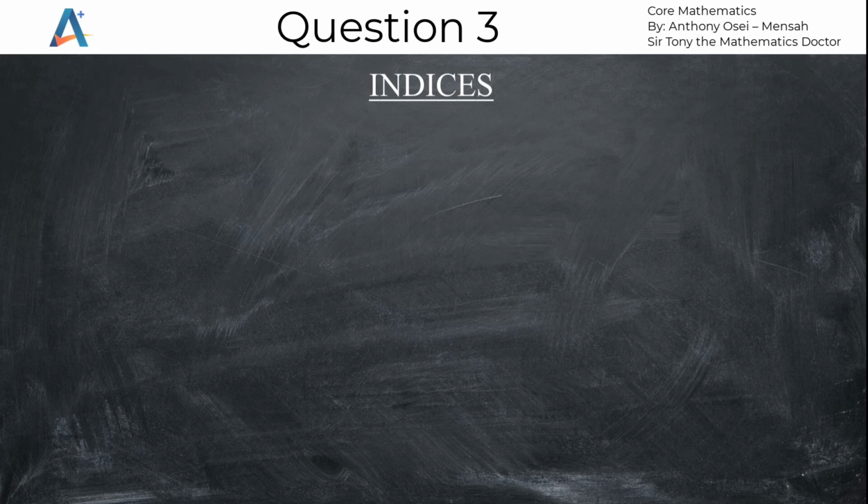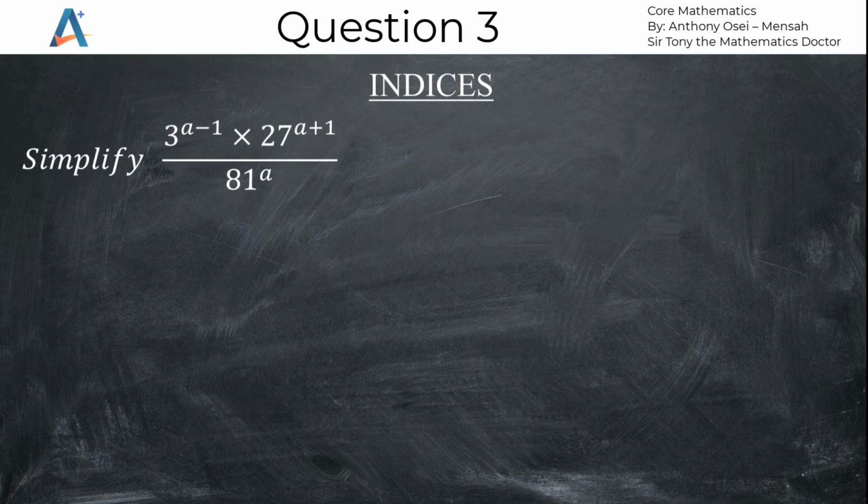In this lesson, we will consider the topic indices. The first question I want to take a look at reads: simplify 3 raised to the power a minus 1 multiplied by 27 raised to the power a plus 1, all divided by 81 raised to the power a.